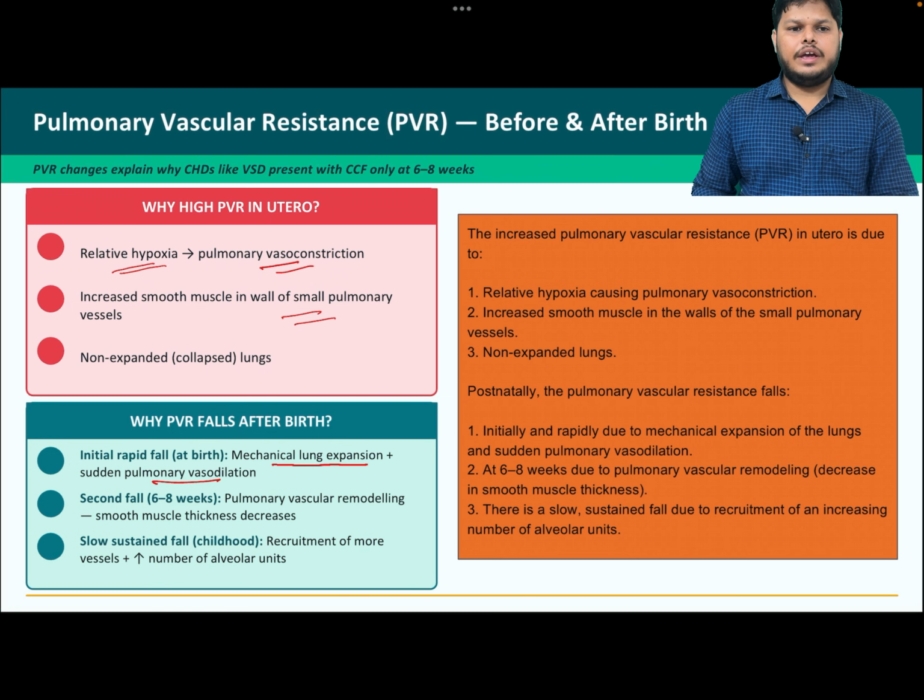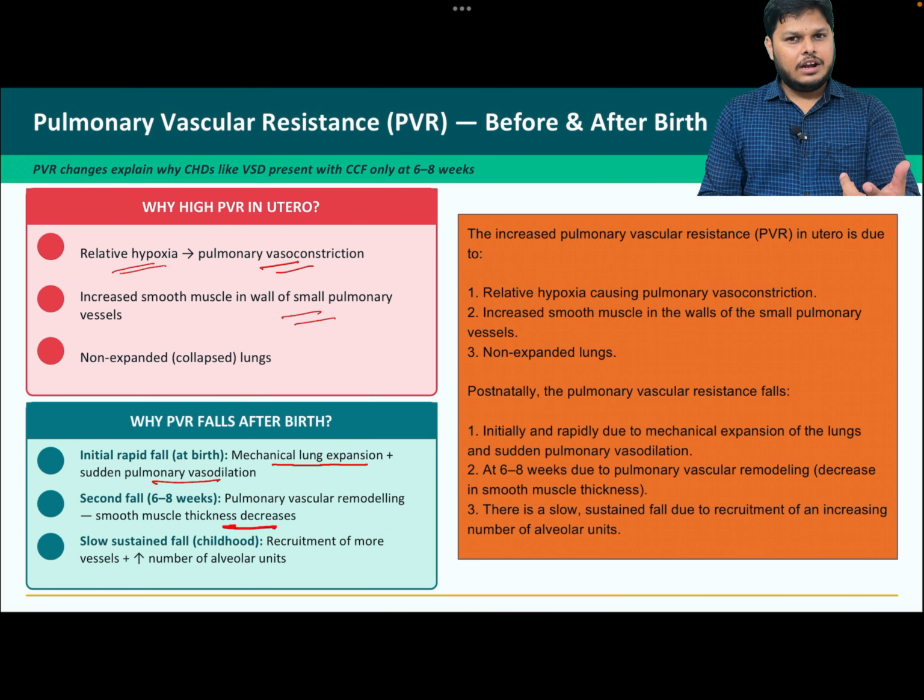That's why whenever any disease is present, we take 6 to 8 weeks to establish the disease. Sometimes there is a ventricular septal defect, but as the pulmonary vascular resistance is high, the disease is not established until 6 to 8 weeks, when pulmonary vascular remodeling occurs and the smooth muscle thickness decreases. If diseases are not established right after birth, that does not mean the child does not have a heart disease. Sometimes it takes 6 to 8 weeks to manifest.